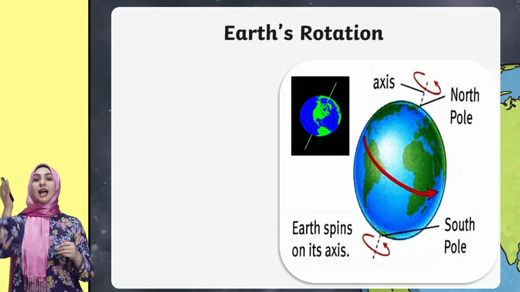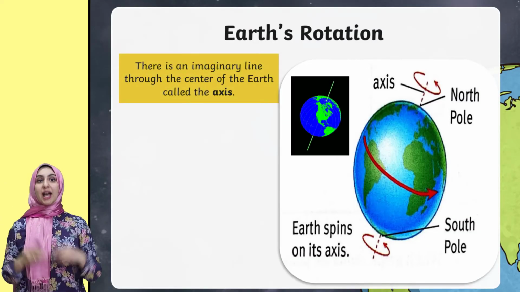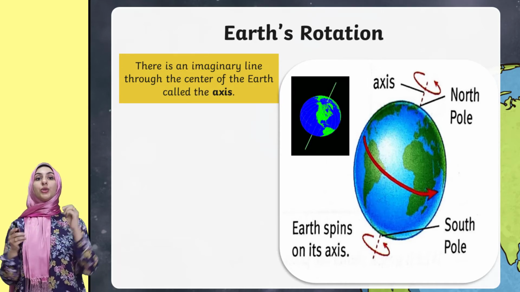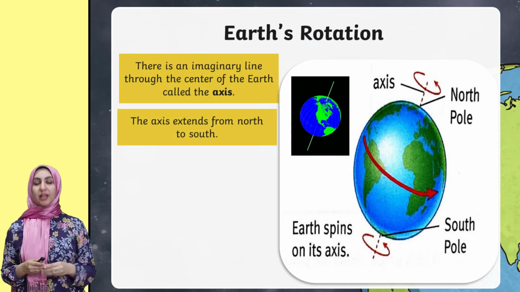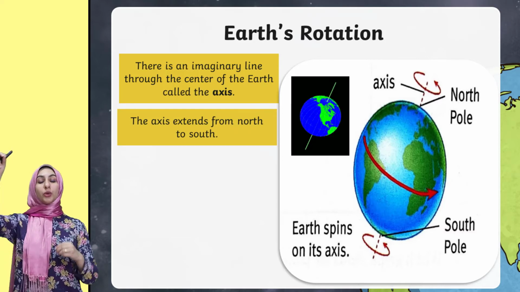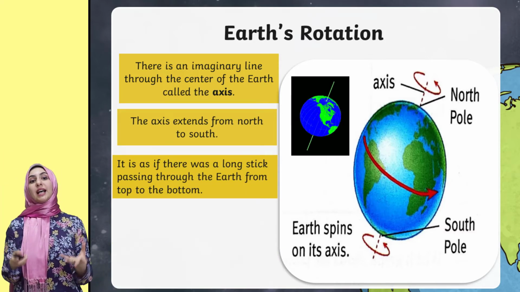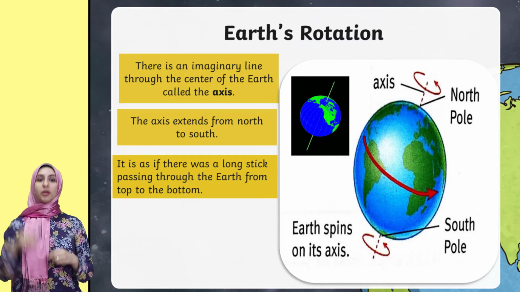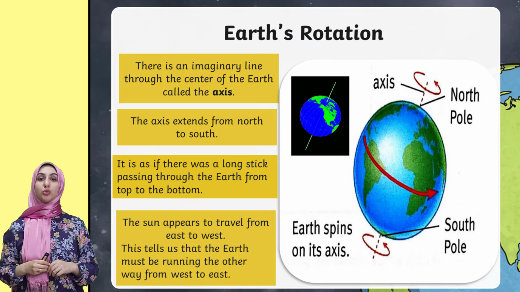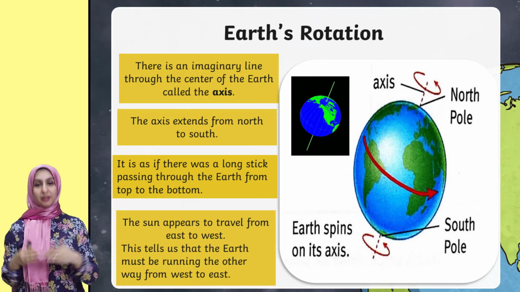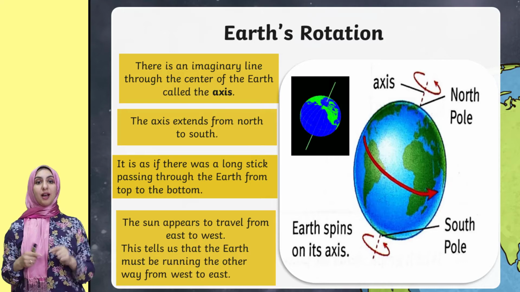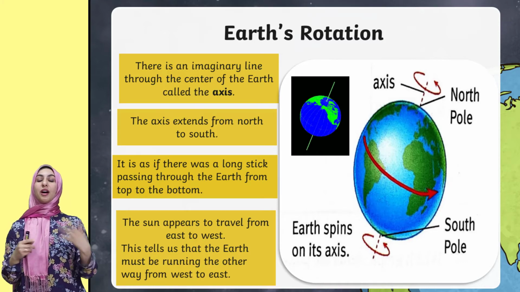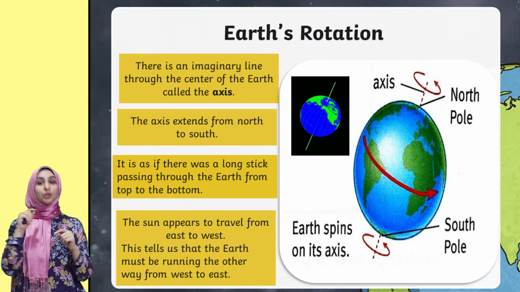Okay, let's talk about the Earth's rotation in more detail. As you can see here in the diagram, there is something called an axis. Axis is an imaginary line through the center of the Earth. This axis extends from the north to the south. It is as if there was a long stick passing through the Earth from top to bottom. The sun appears to travel from east to west, right? But this tells us that the Earth must be rotating the other way, from west to east.